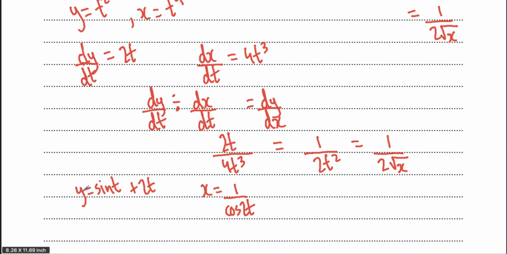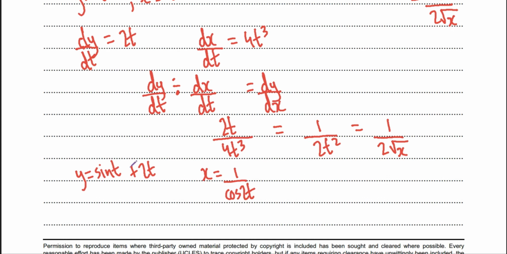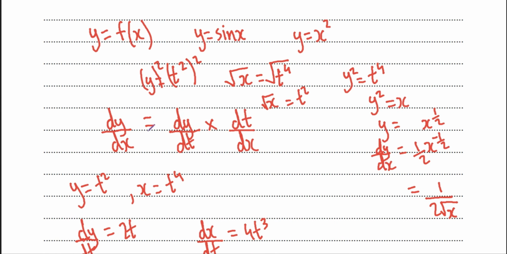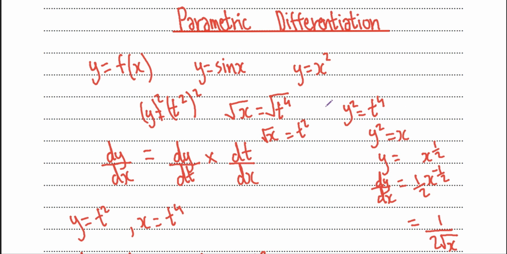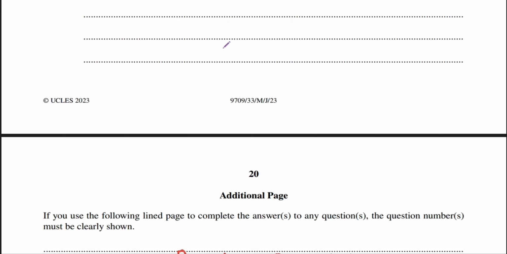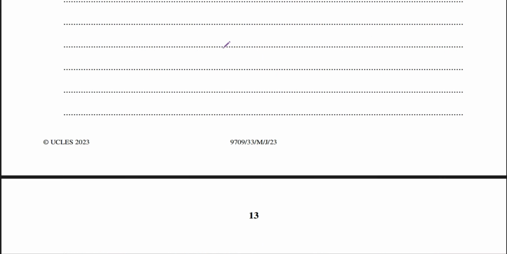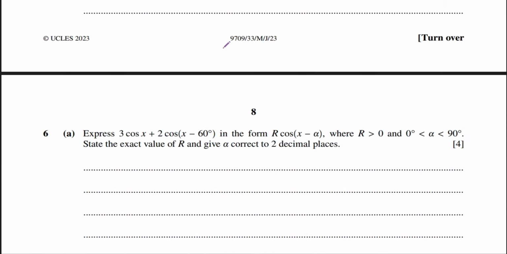Instead, we can take the derivative of y with respect to t first, and the derivative of x with respect to t, and then just divide them by each other, and you will end up getting dy by dx. That's an introduction to parametric differentiation. Let's do a question for parametric differentiation, so it makes more sense.